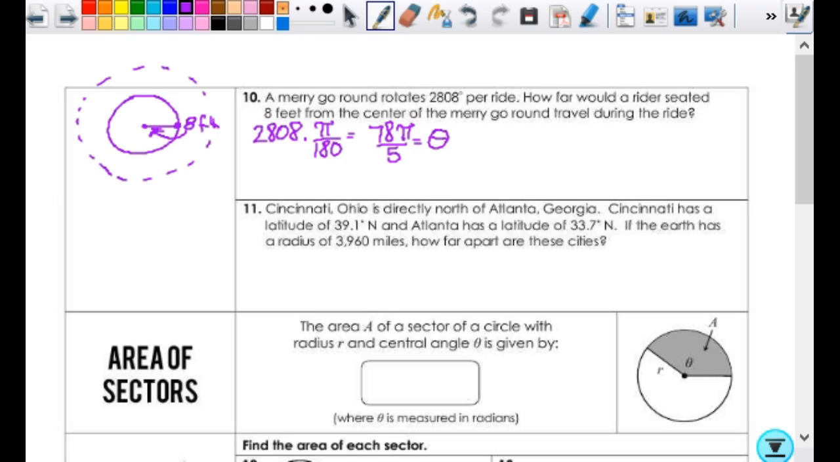Okay, not my answer, because your answer and your arc length and your radians are both in terms of pi, which I know can get confusing, but remember, all a radian really is an arc length anyway. It's just a different way to talk about it. So we go and we substitute this in. S is equal to r theta. So our radius here is 8. And our theta is 78 pi over 5.